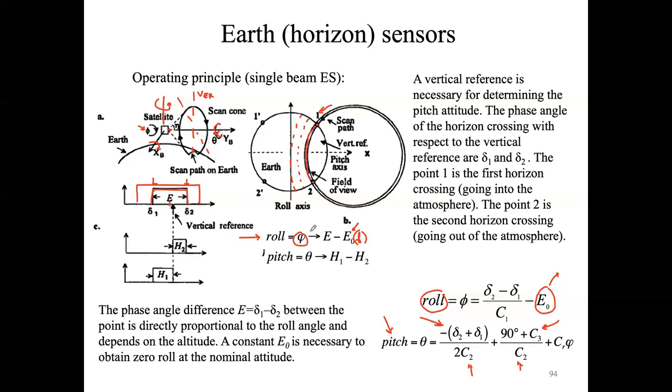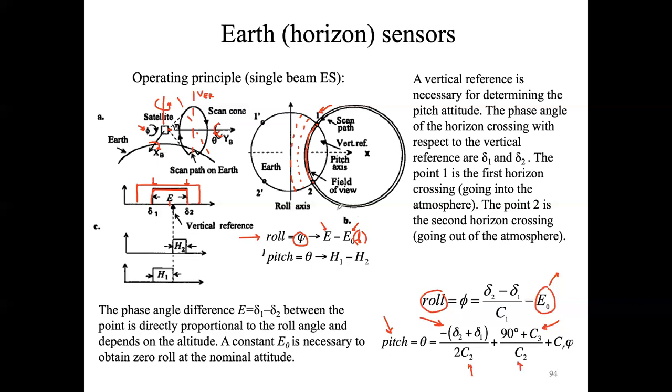Okay, so that means that when you measure the E from the detector, that, as I said, is a function of delta 2 and delta 1, so the phase difference of the signal received by the detector, you are going to have an unknown parameter that is basically complicating your problem.